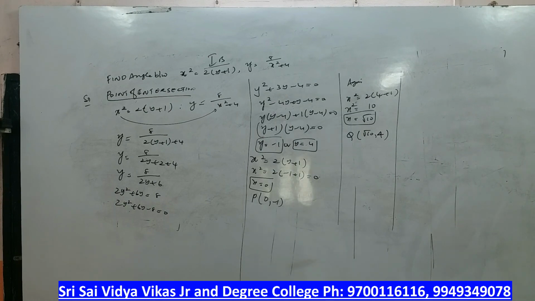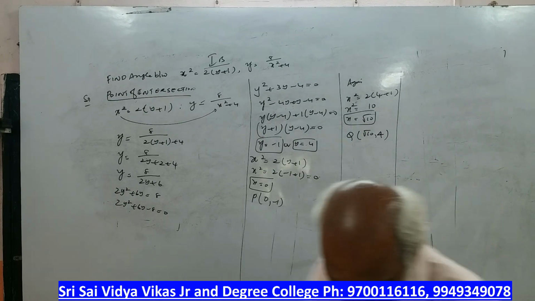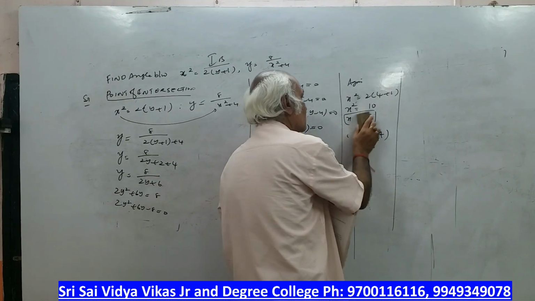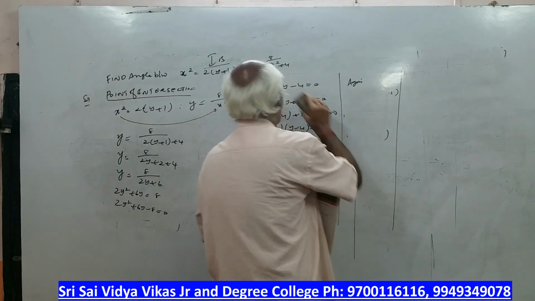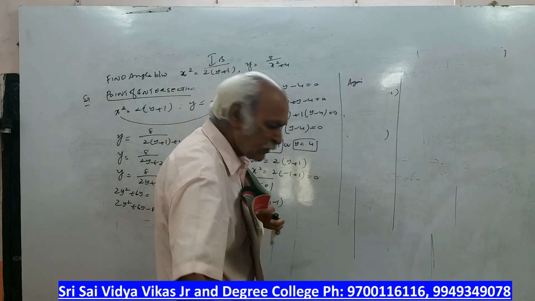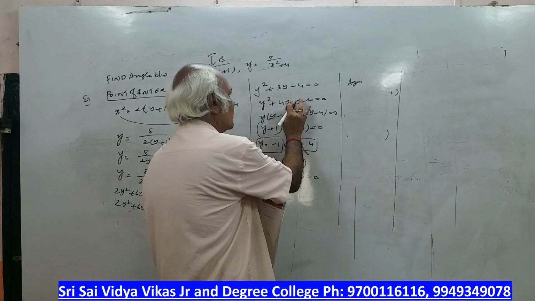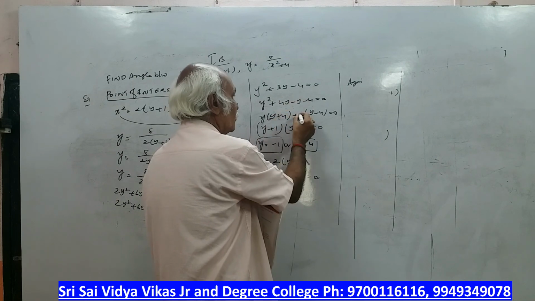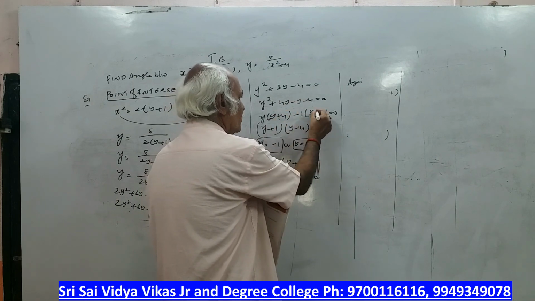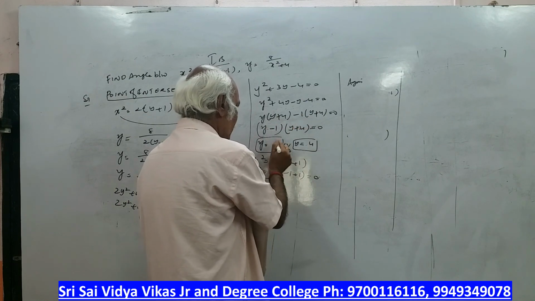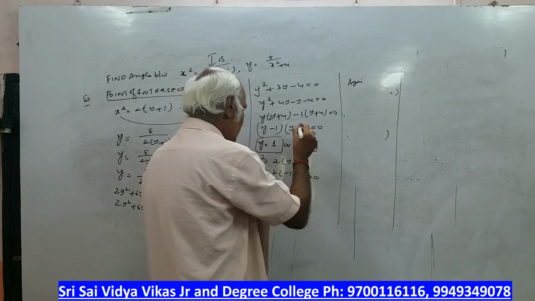Now look here, there is a small mistake. I am writing again. Here, plus 3y, no? So minus, here write plus 4y minus y. So plus 4 minus 1, plus 4. Here y minus 1, y plus 4. So y is equal to 1, y is equal to minus 4.